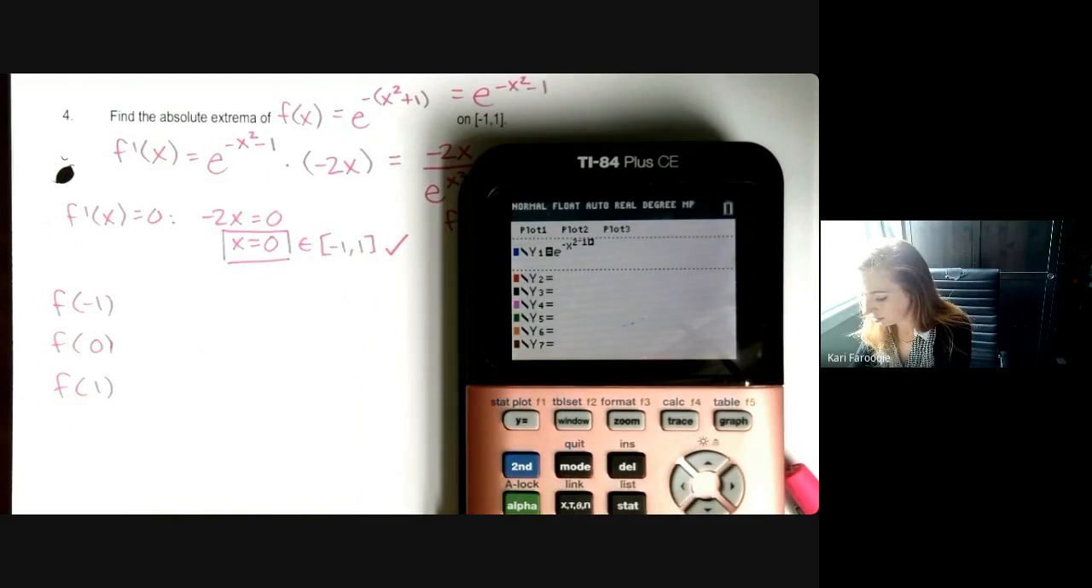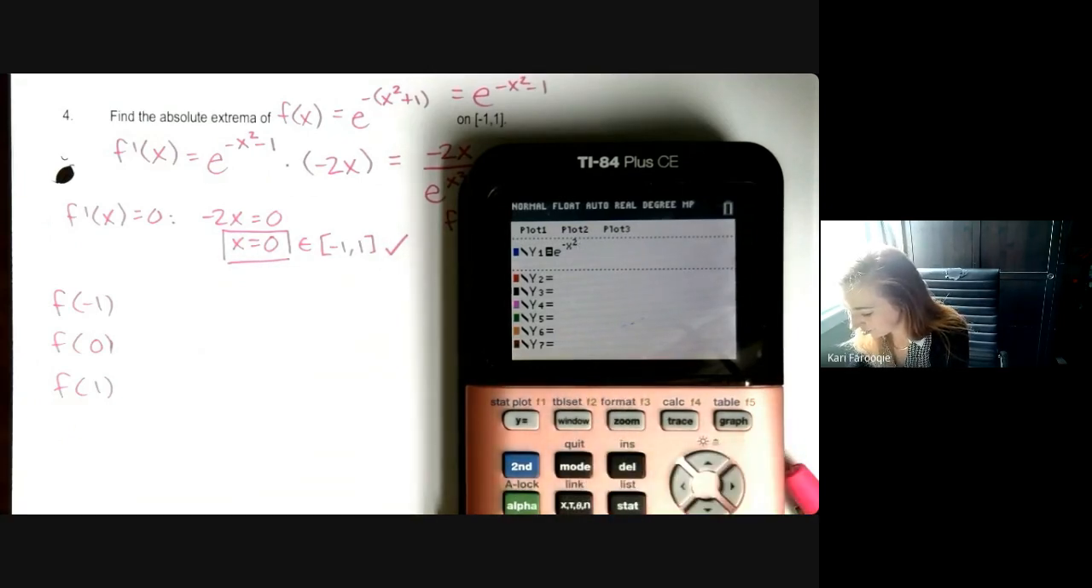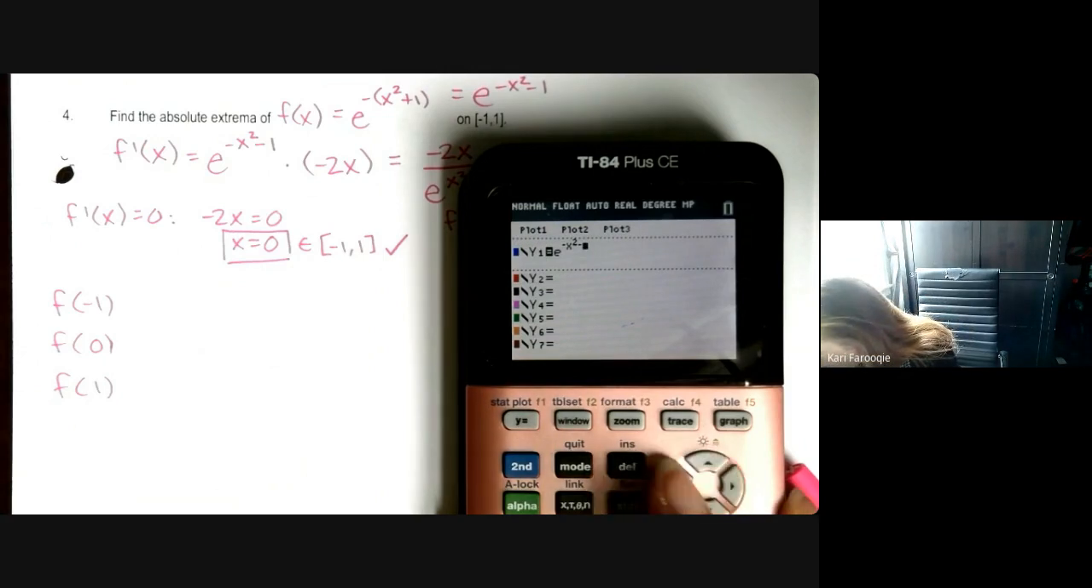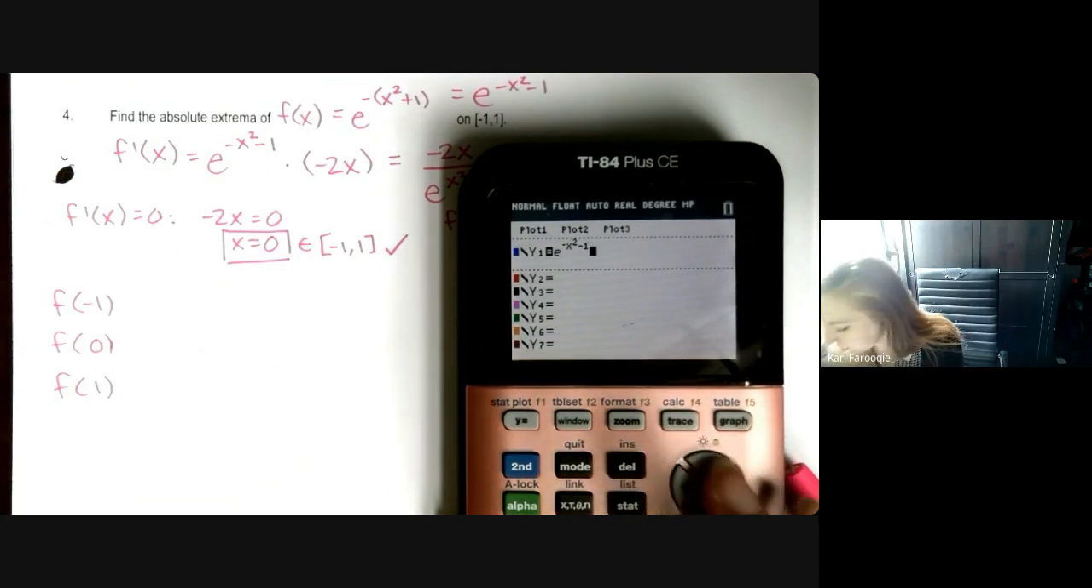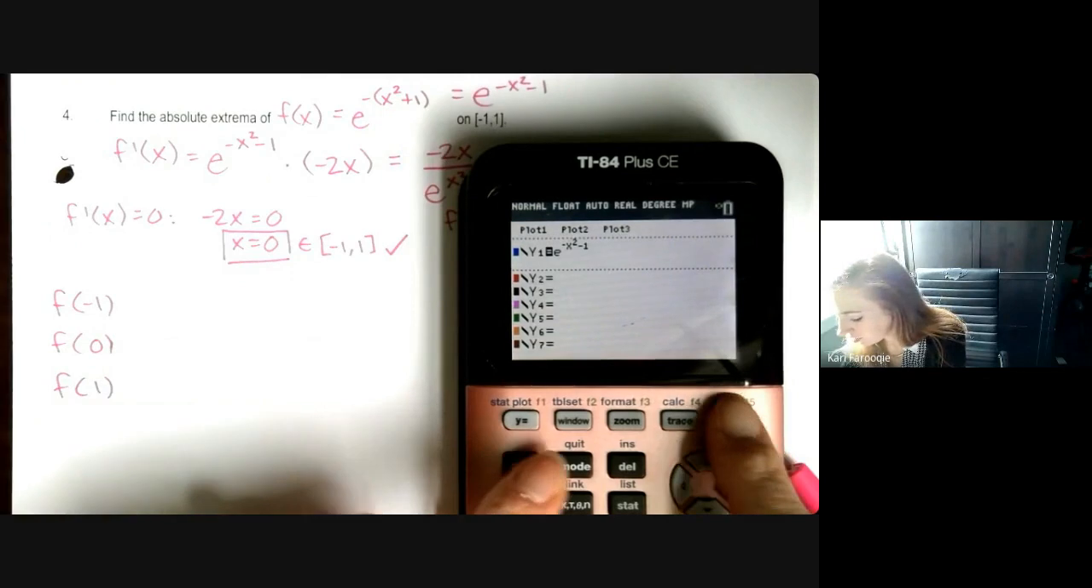Whoops, got out of my exponent for a second. You know why this is confusing? It's because I have an exponent inside an exponent. Well, that's not a minus, it's a negative. Okay. Negative x squared minus 1, or you can write it as negative x squared plus 1. I'll leave that up to you. And then I'm going to go to my table.